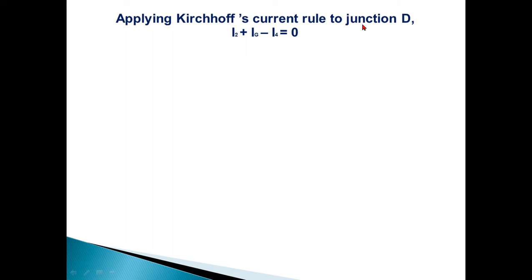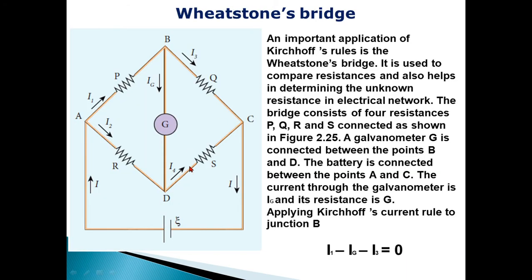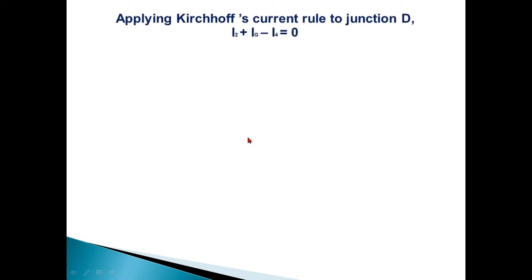The next step, applying Kirchhoff's current rule to junction D. Here I2 current and Ig current enter the junction. That is why I2 and Ig are taken as positive. I4 current alone is leaving the junction, so this current is taken as negative. So the equation can be written as I2 plus Ig minus I4 is equal to 0.